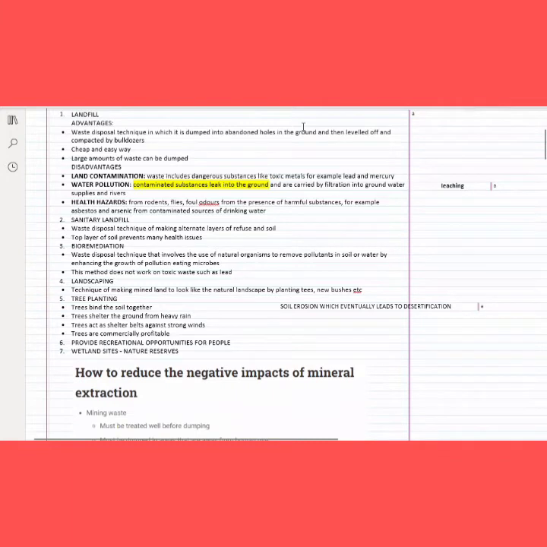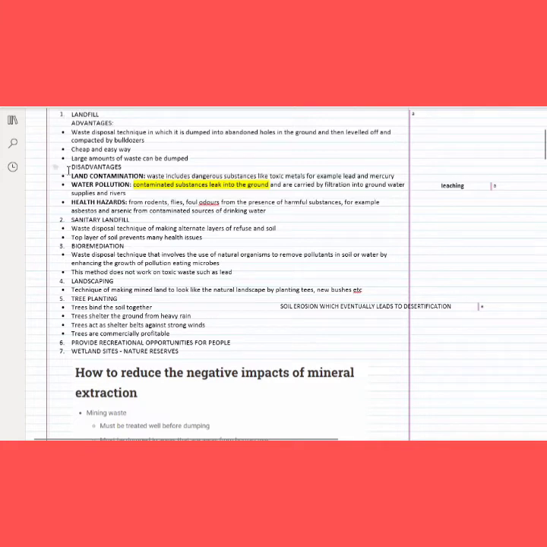And then you have the simple idea that you need to remember this because of course in every paper we can be asked anything, right? And we can be asked a few new things, right? So you need to remember it for 2 points: the waste is dumped into holes and then it's leveled off and compacted by bulldozers, right? And then of course if we talk about the advantages, large amounts of waste can be dumped in a cheap and easy way.